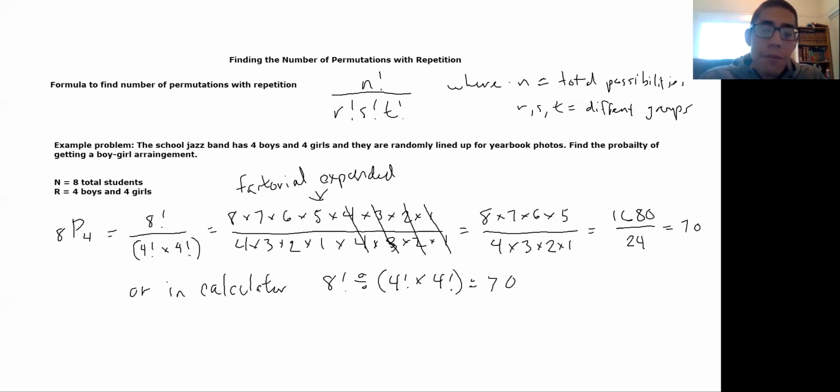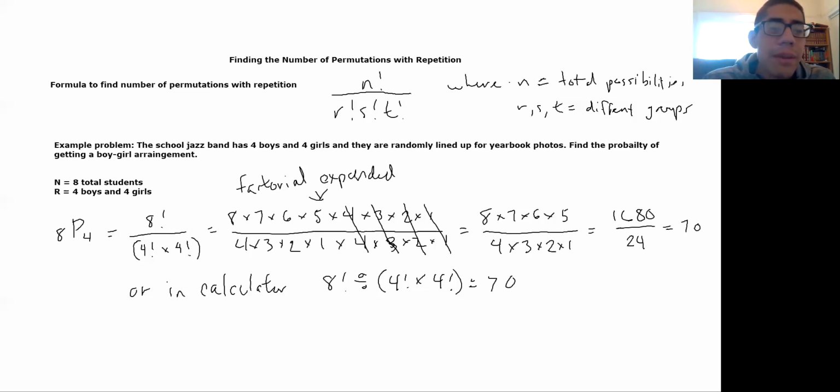So really what I'm left with is just 8 times 7 times 6 times 5, right? Divided by 4 times 3 times 2 times 1. That is really what I'm saying. That whole formula just boils down to these numbers multiplying, and that's it. That leaves me with 1,680 divided by 24, which gives me 70, right?